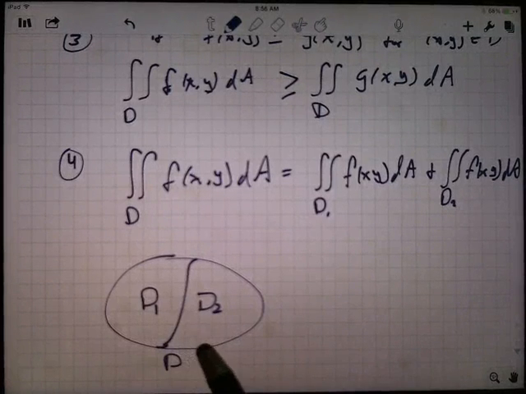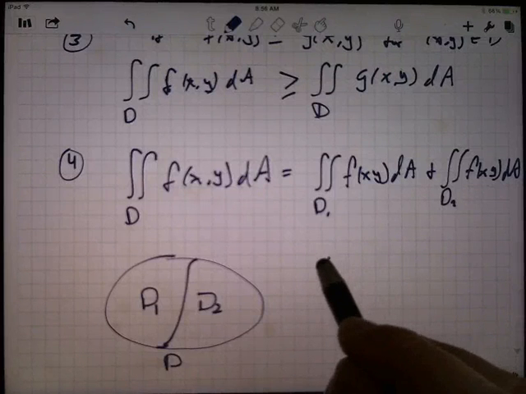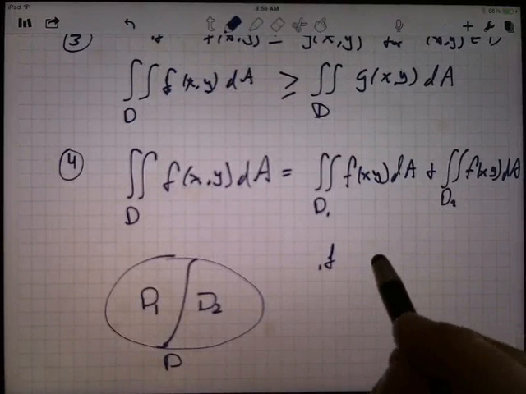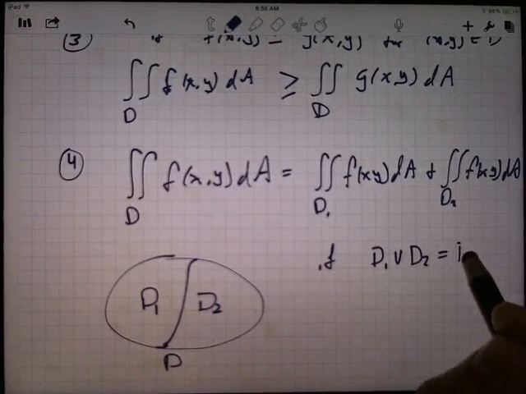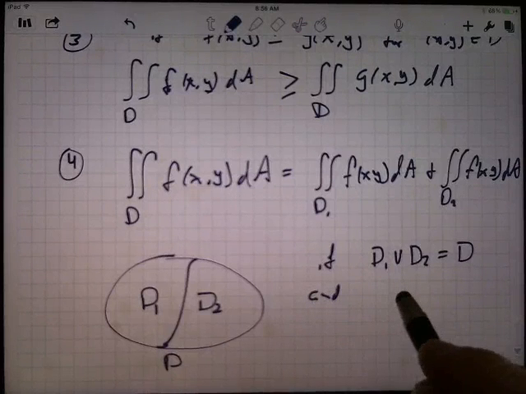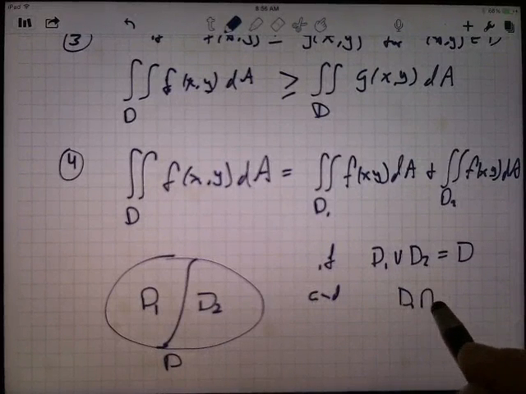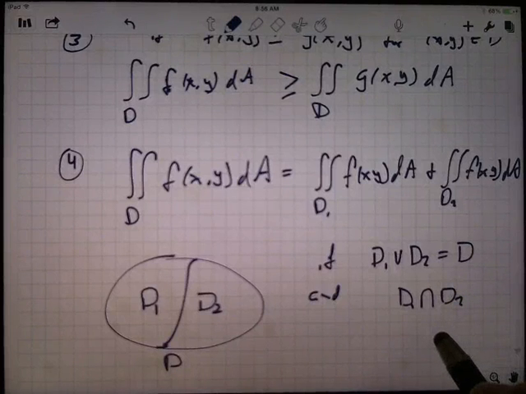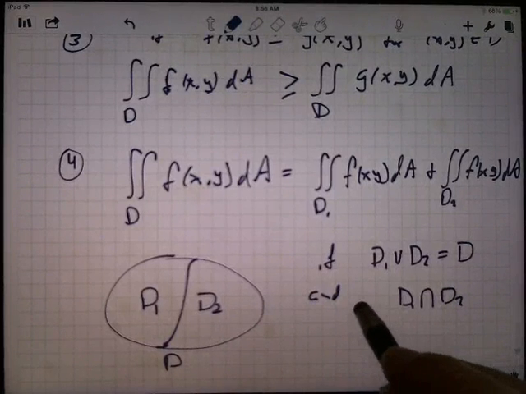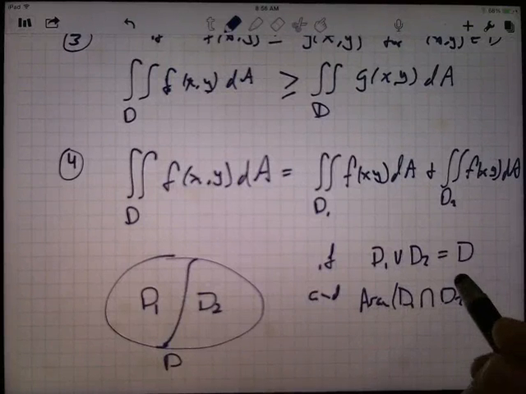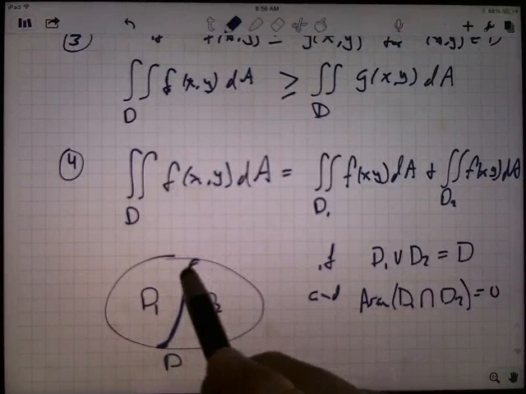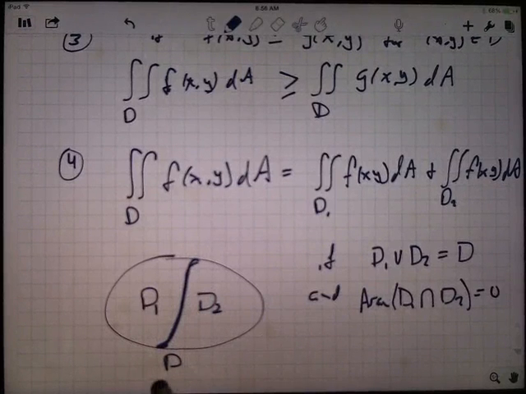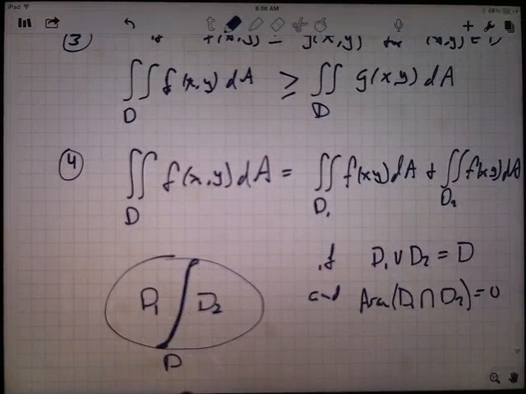Now, this is only true if, first of all, D1 union D2 equals the whole thing. And if I look at the intersection, D1 intersect D2, then the area of this equals 0. That is, they've got to intersect on just a small piece. There can't be a big overlap. So yeah, they do overlap along that edge, but only that edge, and that's okay.